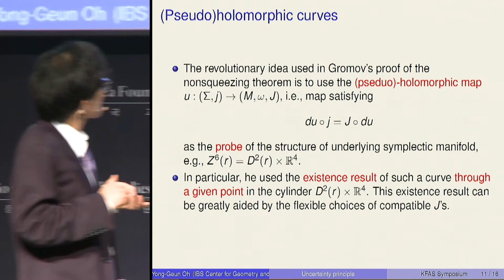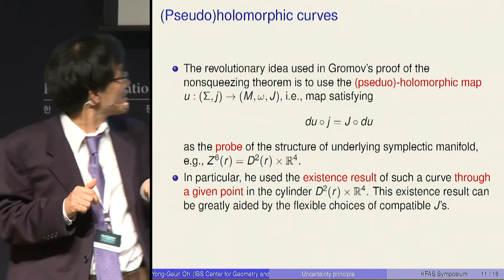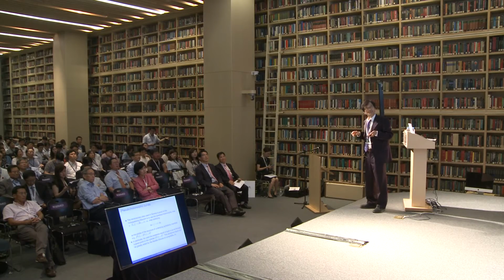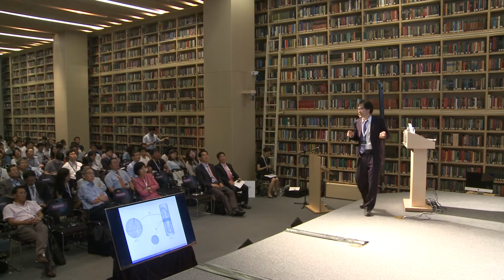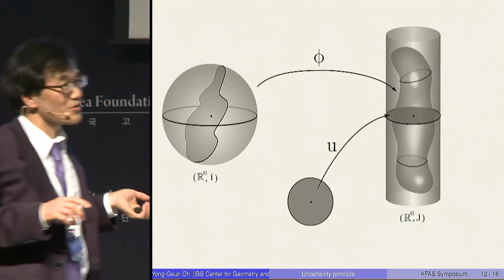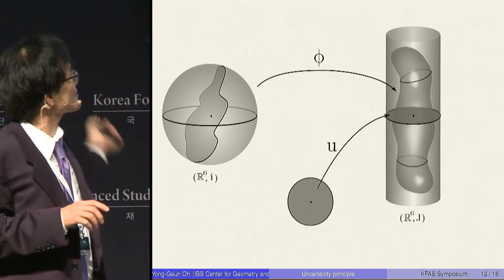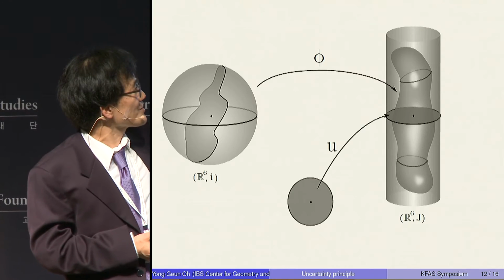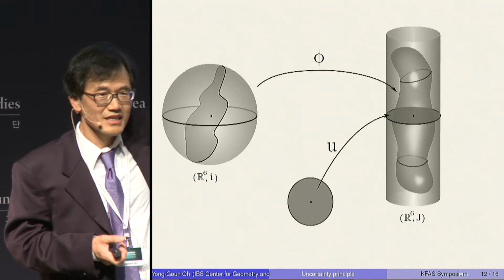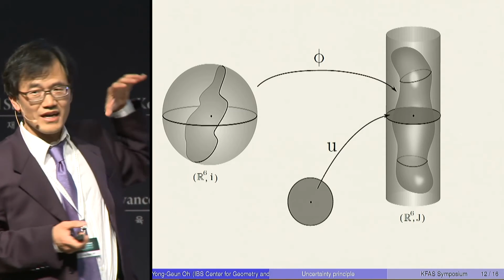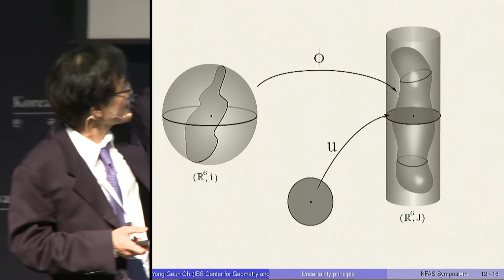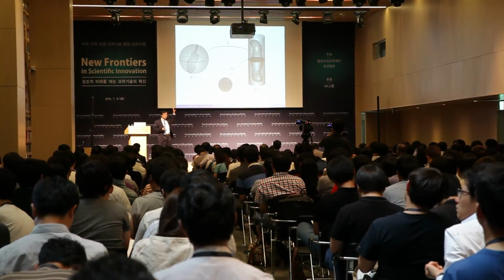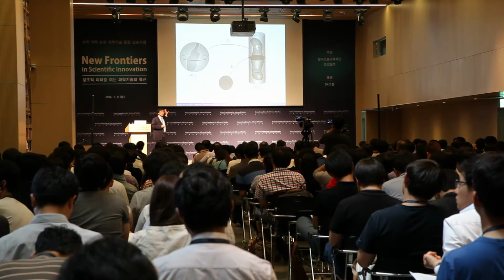And this existence question turned out to be greatly aided by the flexible choices of these comparable J's. So here is the picture. What this picture represents is the following. Suppose you are given this squeezing canonical transformation, and then you send the probe of this holomorphic disk into that thin cylinder and try to find such a holomorphic disk that passes through the image of the center of that ball there. And that's the most difficult question to answer in this whole proof.